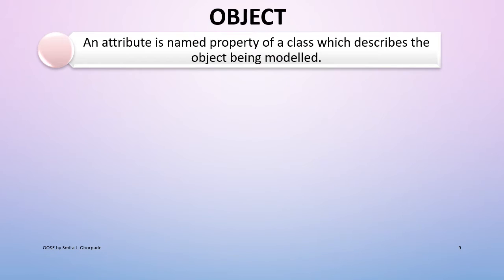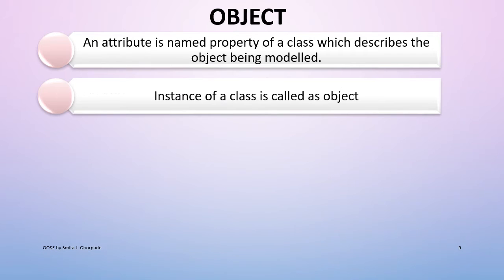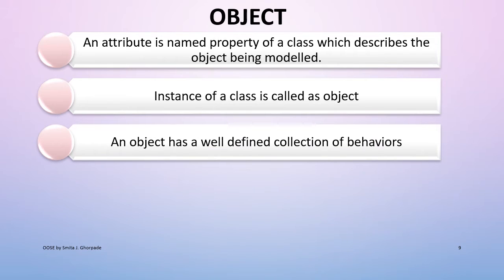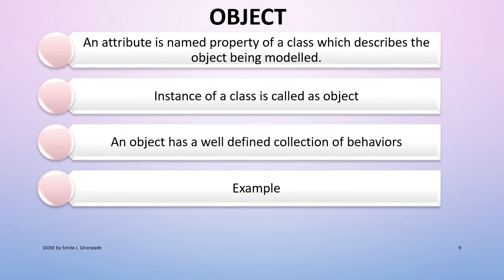Now the second important concept, object. An object is nothing but an instance of a class. An object has a set of attributes. An attribute is a named property of a class which describes the object being modeled. An instance of a class is usually called an object. An object has a well-defined collection of behaviors.